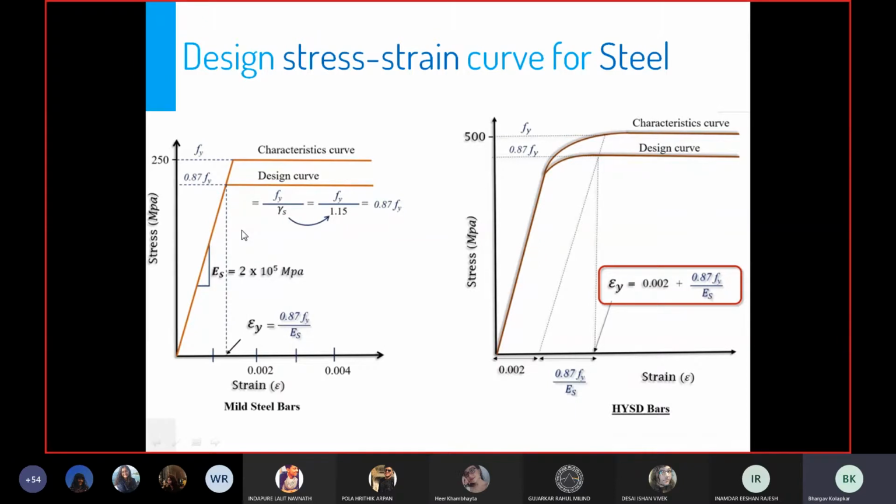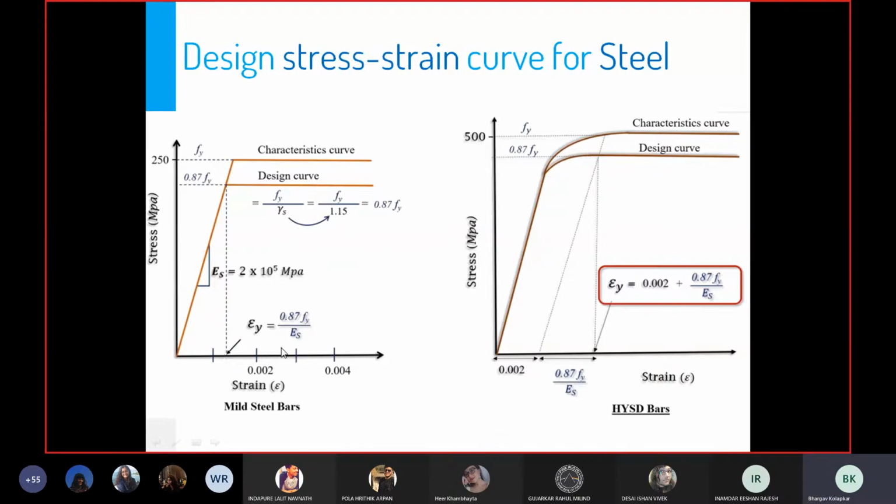Okay, it is pretty straightforward for mild steel because it has a well-defined yield point. This point is something that is relatively known in mild steel. So now our design stress is 0.87 Fy, which is nothing but Fy upon partial safety factor, and corresponding to this, we know that E is equal to stress upon strain, and hence the strain is stress upon E, which is 0.87 Fy upon Es. So this is the yield strain for mild steel.